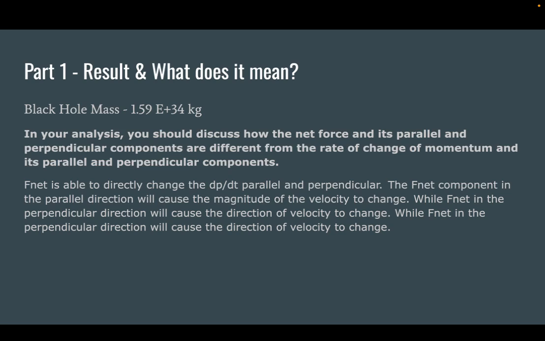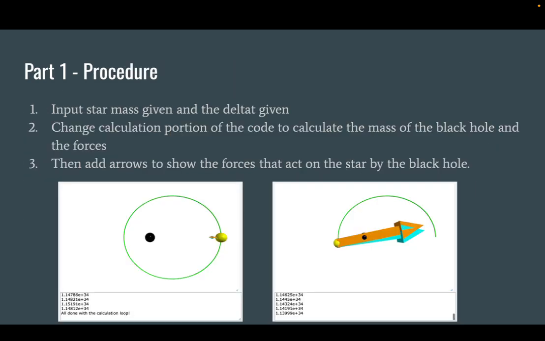Results. The black hole mass was 1.59 times 10 to the 34 kilograms. We found that through the calculation, like in the past. It gave us a bunch of different values and we just averaged them.